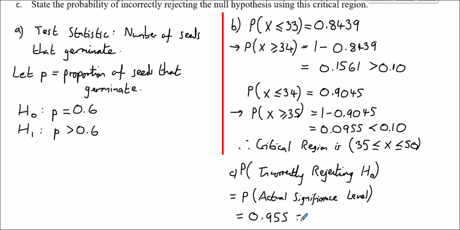which as a percentage, sorry, I forgot the zero, 0.0955. So we're talking about 9.55%. So the chance of incorrectly rejecting H0 is the chance of H0 being true, yet rejecting it wrongly. That's 0.0955. So about a 10% chance, which actually, in the grand scheme of things, is relatively high.